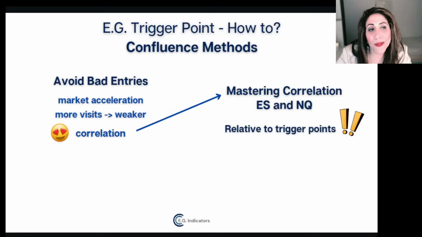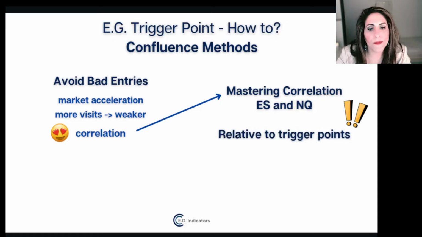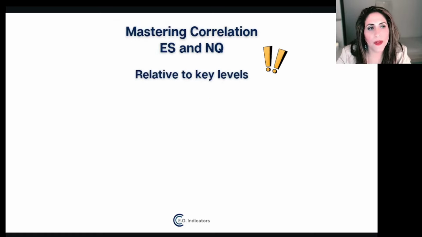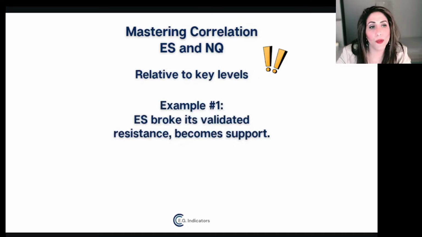Guys, in my approach, it's relative to significant price levels. So utilizing correlation in my approach is always relative to the behavior of the markets to their price levels, relative to the trigger points. Examples. First, again, it's always relative to key levels, significant price levels like our trigger points.